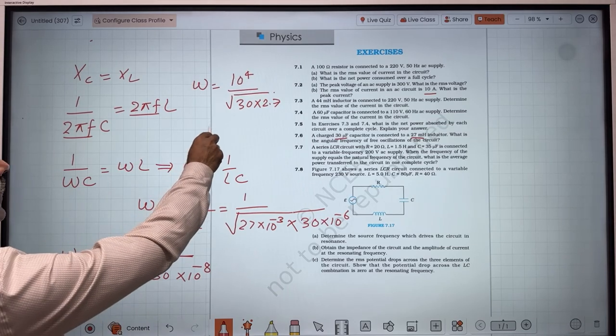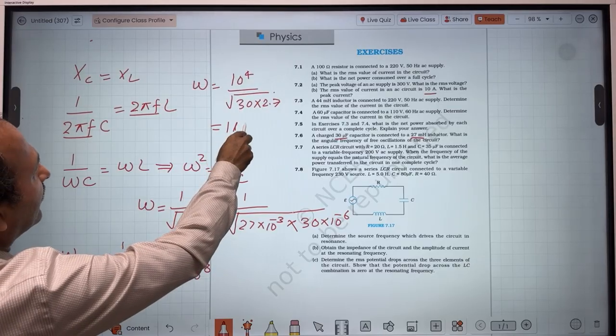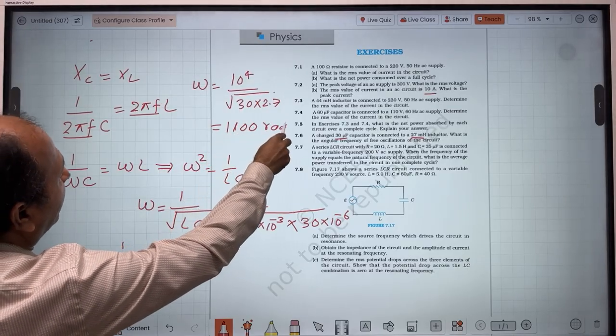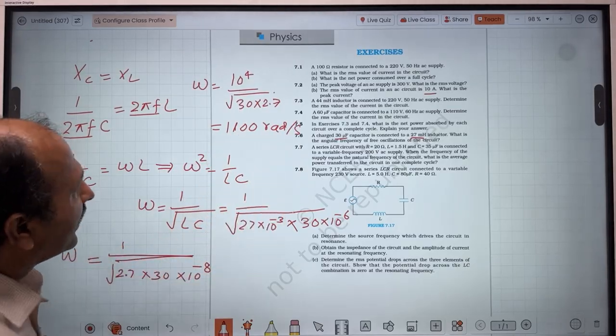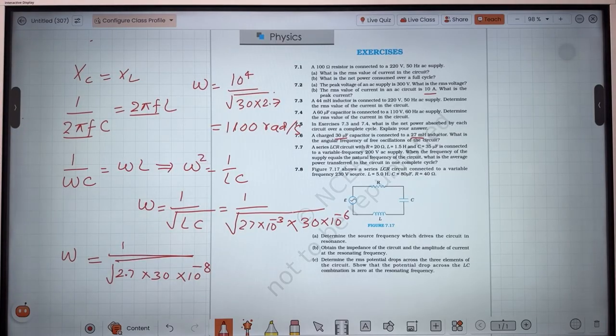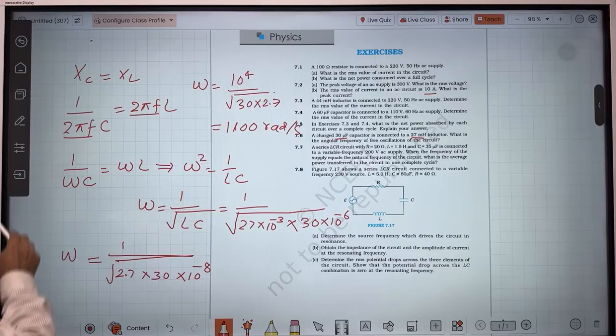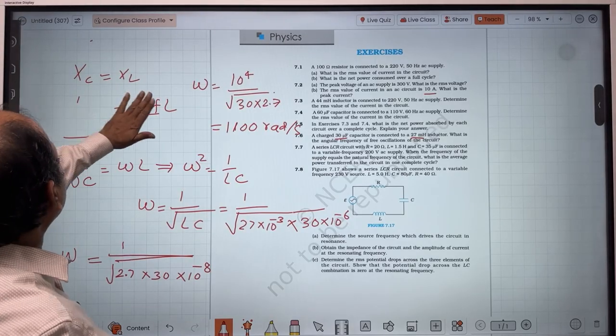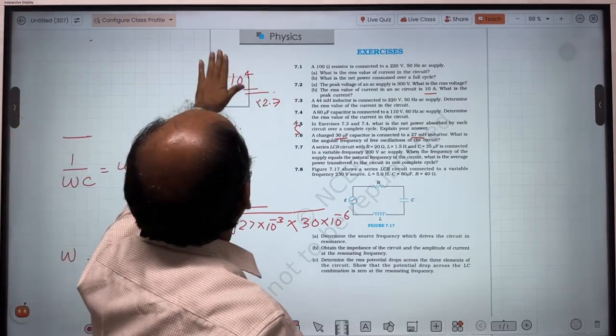So it will come out to be around 1100 radian per second. Correct? Is it simple? Yes, you can easily do. Now we are going to see the next question.